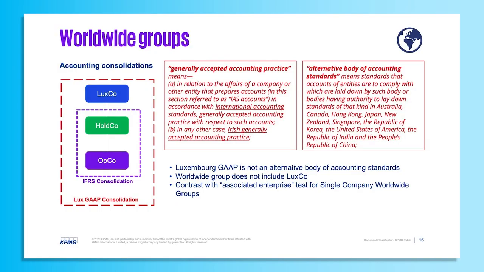You might expect that the ultimate parent company for the worldwide group would be LuxCo. However, unusually, Luxembourg GAAP is not listed as an alternative body of accounting standards and is equally not a GAAP for ILR purposes, and therefore the worldwide group does not include LuxCo. Therefore, HoldCo is the ultimate parent company and its worldwide group is the IFRS consolidation between HoldCo and OpCo.